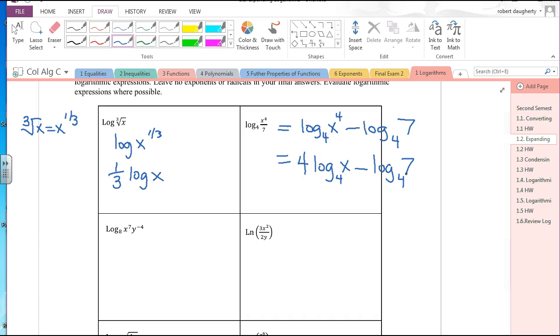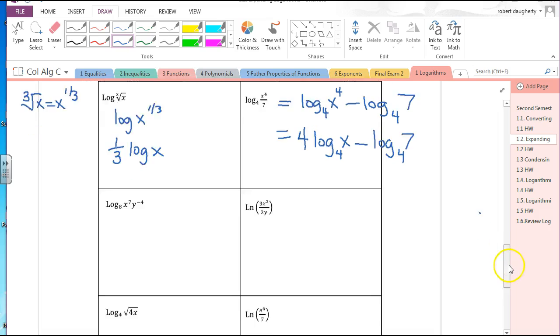Okay? So here I had cube root, but I had to recognize that was to the 1/3 power, so I used the power rule. Here I had a quotient and a power. I had to use two properties of logarithms in order to expand that. Okay? Let's look at the next one.